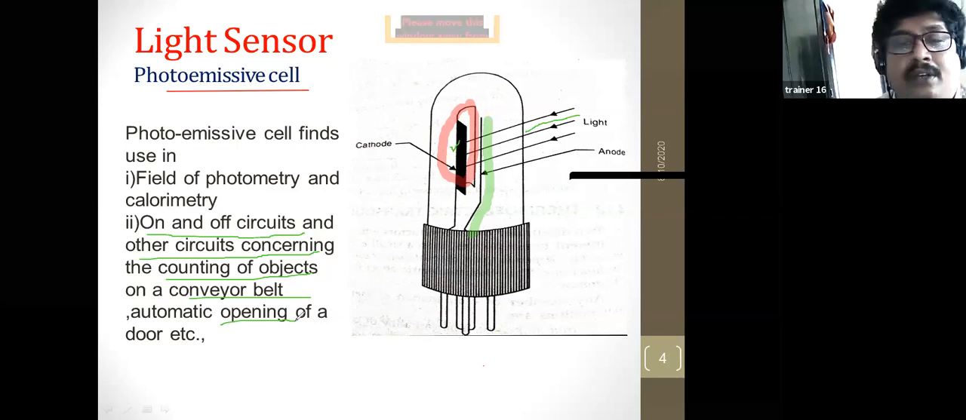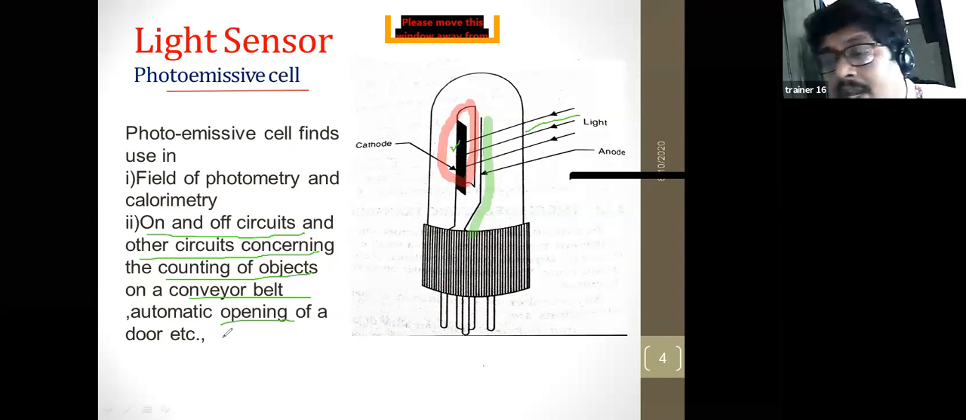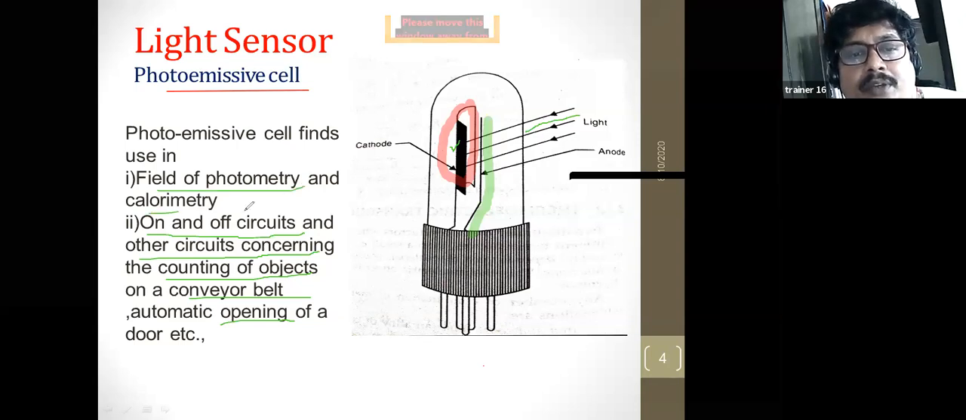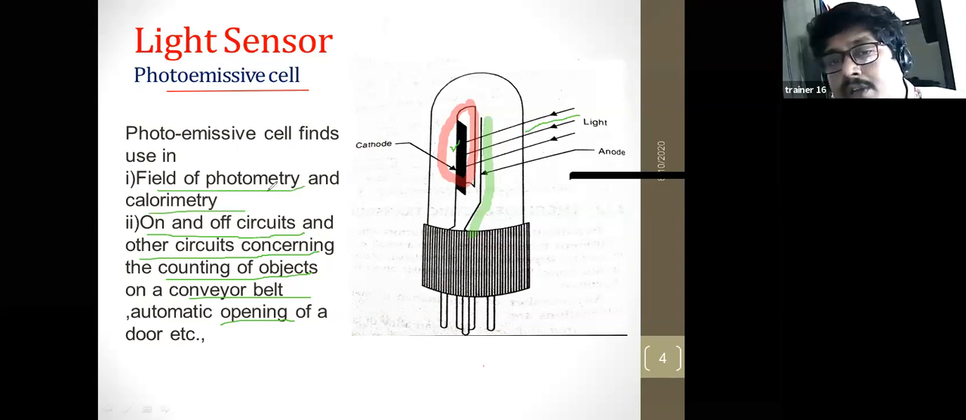So like that, and also the automatic opening of a door. Here we have to arrange one sensor that is nothing but capturing an image. So automatically when you enter, the door opens. These are all with the help of this photo emission. Here, photo emission cell means, all of you listen carefully. Here you have to understand one thing. Even see here, it is written field of photometry and calorimetry. Photometry. All of you know that.